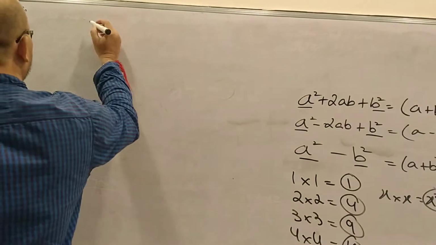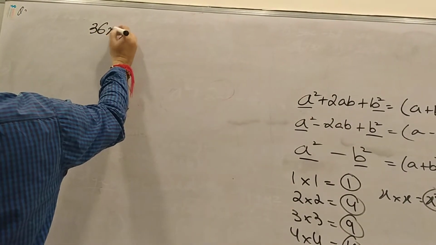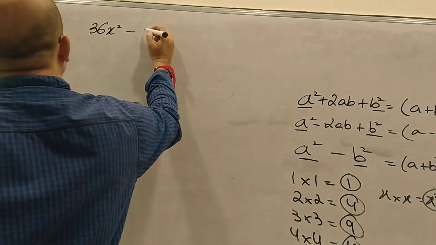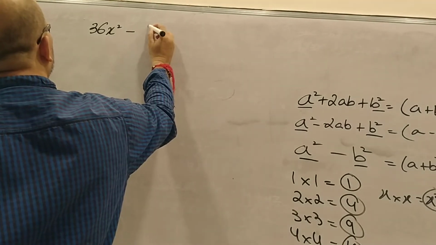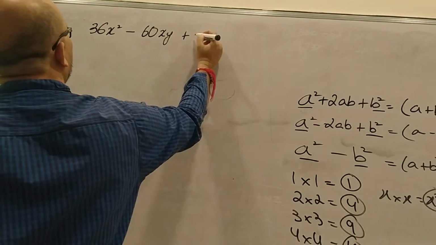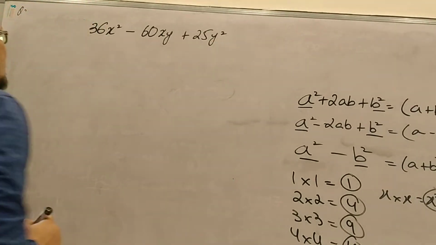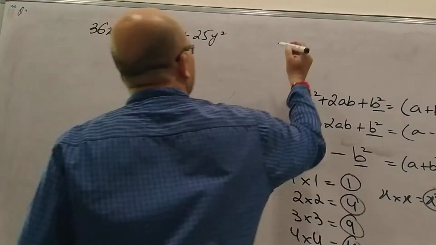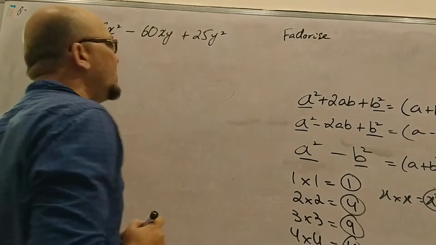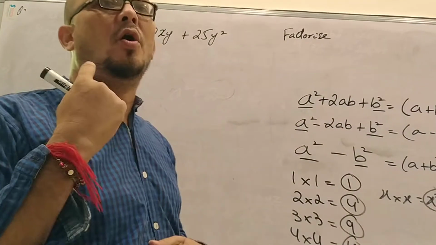So guys, I am giving you this expression. Look here carefully. Suppose I give you 36x square minus 60xy plus 25y square. When the teacher says factorize the algebraic expression, we know that whenever the teacher uses the word factorize, the first method is always the all common method.